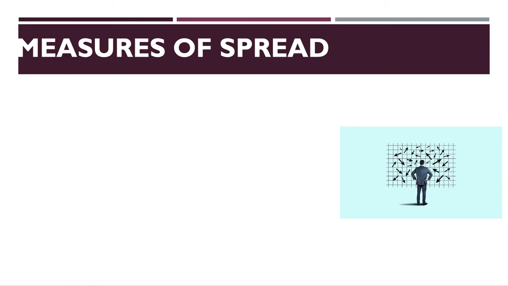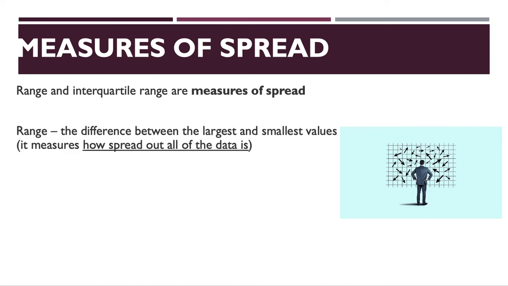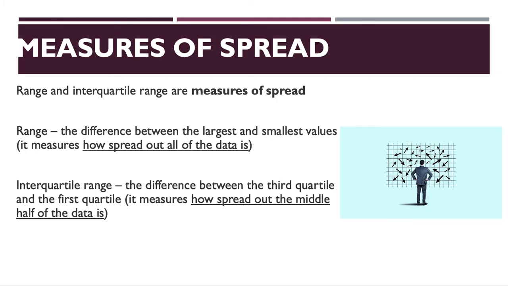Finally, let's talk about measures of spread. Range and interquartile range are considered measures of spread. The range is the difference between the largest and smallest values in a data set. And the range basically measures how spread out all of the data is. The interquartile range is the difference between the third quartile, Q3, and the first quartile, Q1. And the IQR measures how spread out the middle half of the data is.